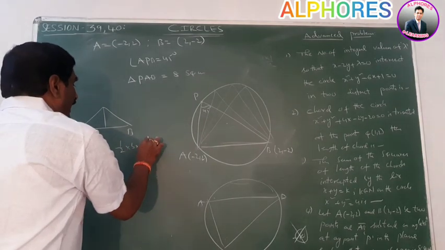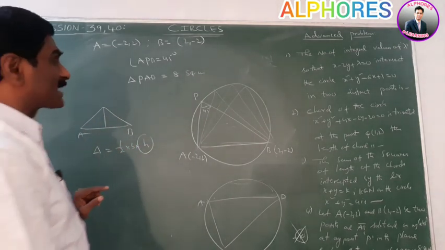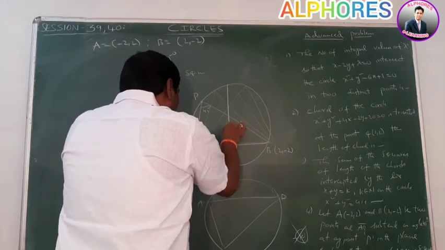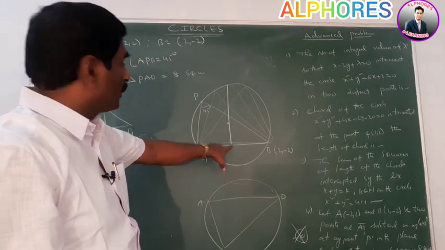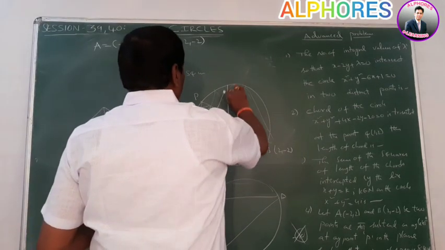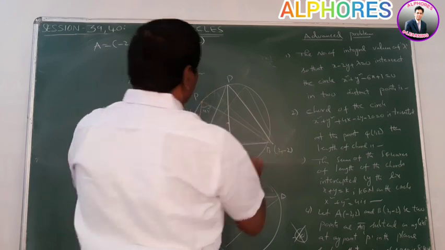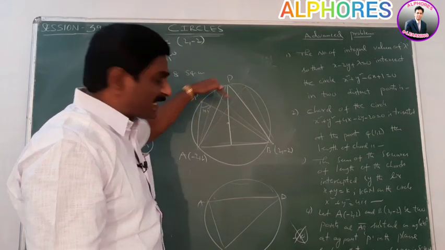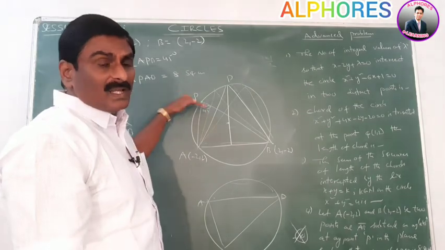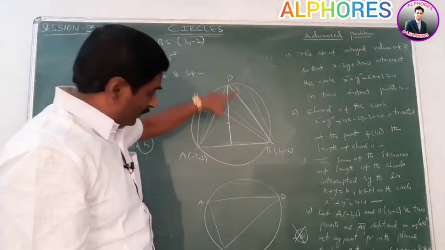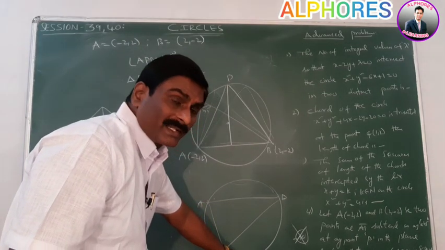For getting the maximum area, H must be maximum. For getting H maximum, the height must pass through the center of the circle. It is very, very important. For getting maximum area, the point P lies here. Suppose the point is here, the height is less, so the area is less than this maximum area. Suppose the given area is the maximum, then we get 1 point here, and in this case 1 point here, so 2 points.